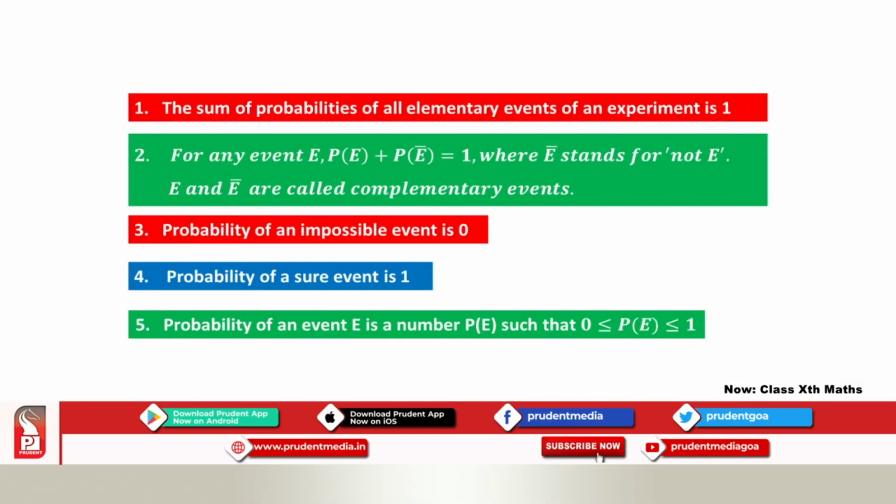The sum of probabilities of all elementary events of an experiment is 1. Second, for any event E, P of E plus P of not E equals 1, where E bar stands for not E. E and E bar are called complementary events. In other words, probability that event happens and probability that event doesn't happen, they are known as complementary events.